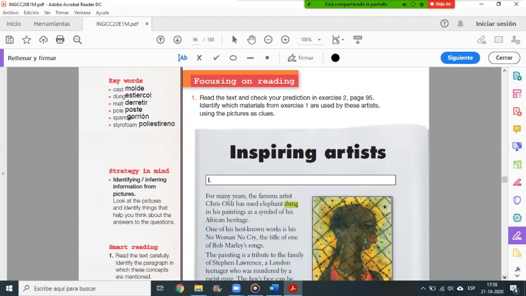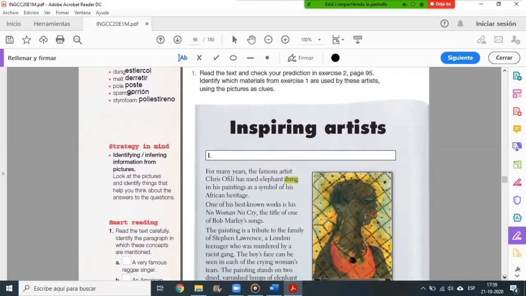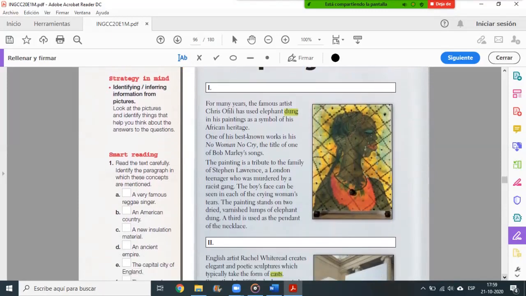Ok. So, cast, dank, melt, pole, sparrow, styrofoam, molde, estiércol, derretir, poste, gorrión, poliestireno. Casi todos, la mayoría son sustantivo, cosas, ¿cierto? Excepto melt, que es derretir, ¿ya? Es un verbo irregular. Now we are going to check the smart reading exercise.